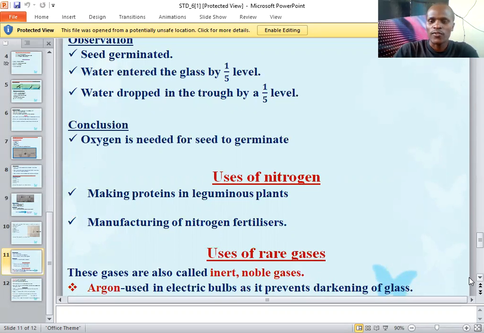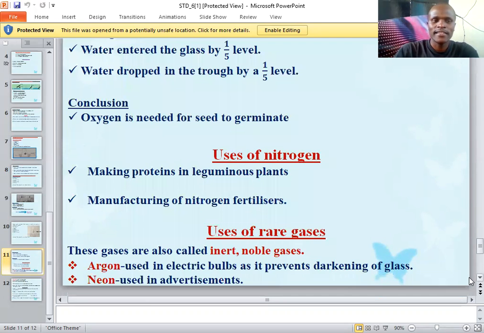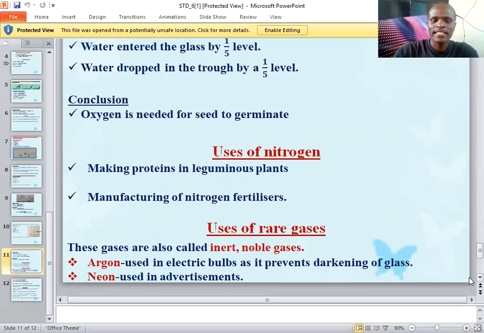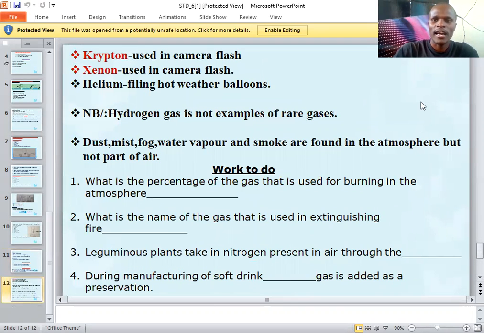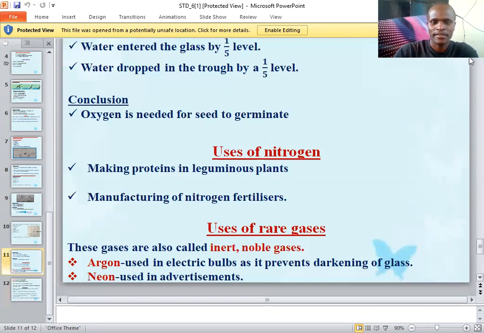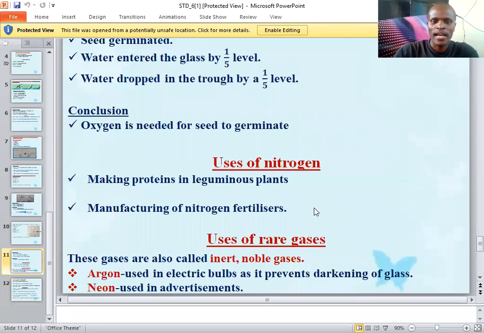Let's look at the uses of other gases or rare gases. Rare gases can also be called noble gases, or we can call them inert. So we have inert or noble gases. Now we are going to look at individual rare gases and their functions. Let's begin with the first one, that is argon.